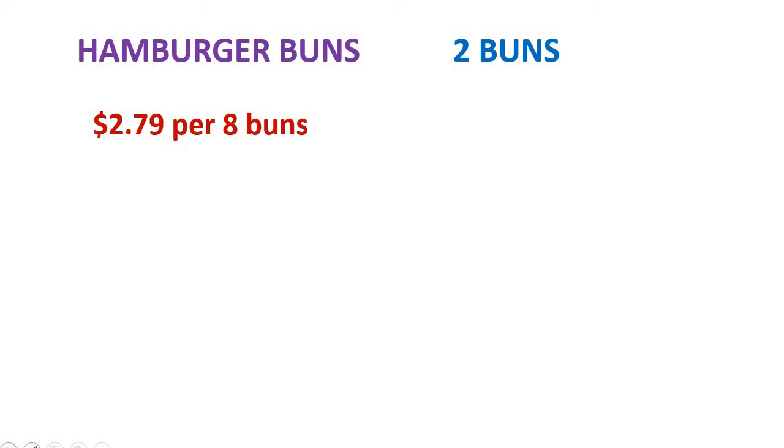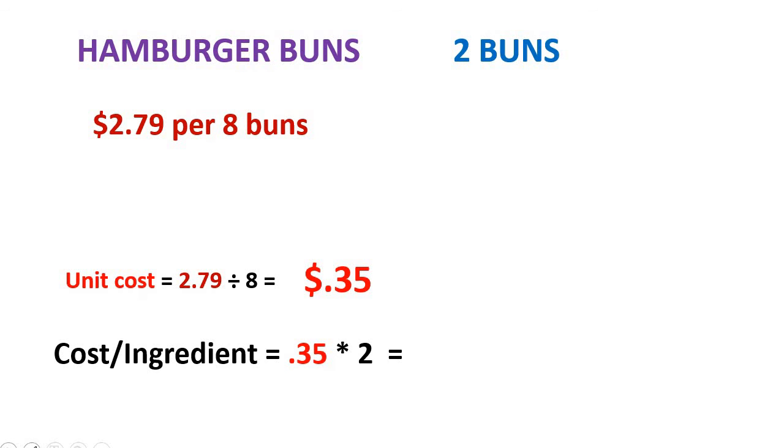Next, I got my hamburger buns, last thing. I found that nice package, $2.79 for 8 buns. So I need to figure out my unit cost, so the $2.79 divided by 8. So how much is the price of 1 hamburger bun? Excellent, 35 cents. Well, what's the price for the 2 hamburger buns that I need in my recipe? The 35 cents per bun times my 2 buns equals how much? Awesome, 70 cents for the hamburger buns.